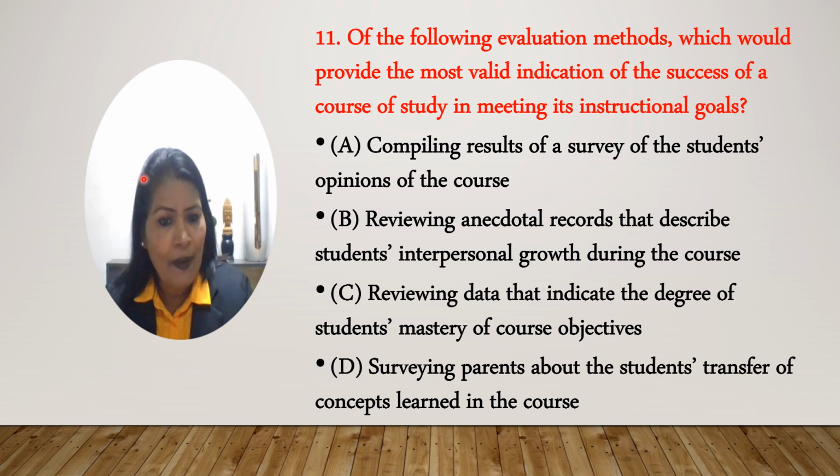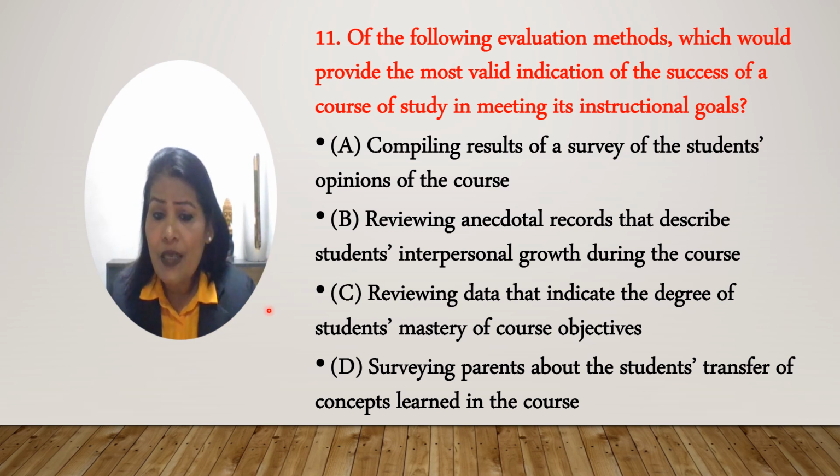So is it A, compiling results of a survey of the students' opinions of the course? Is it B, reviewing anecdotal records that describe students' interpersonal growth during the course? Is it C, reviewing data that indicate the degree of students' mastery of course objectives? Or is it D, surveying parents about the students' transfer of concepts learned in the course? The correct answer is option C.